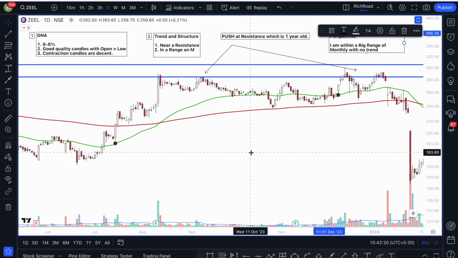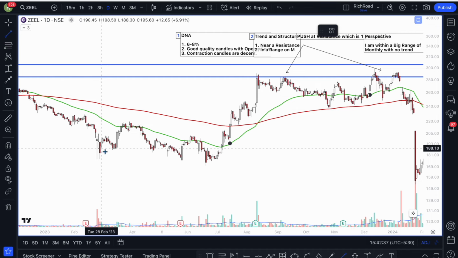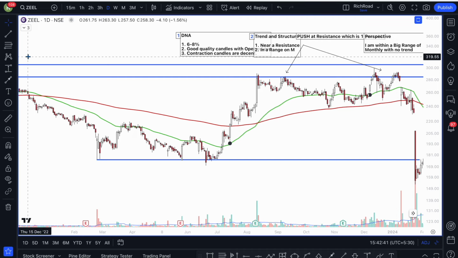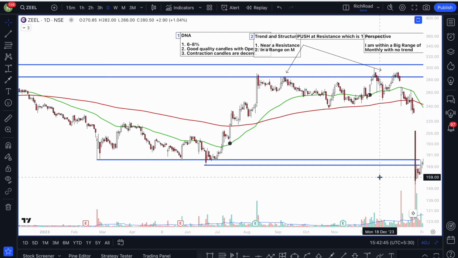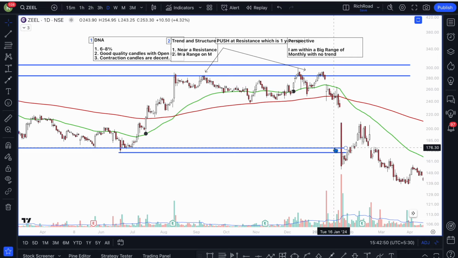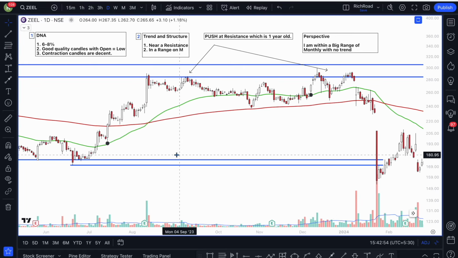Okay, and then what happened? You just slid down like anything. And then you see there is a good region of support I can clearly see. So what we will do is we will mark that as well. So we take a note of that. So we have marked that as well. And what happened then? There was a push from the zone of support, right? So now you can analyze that as well.